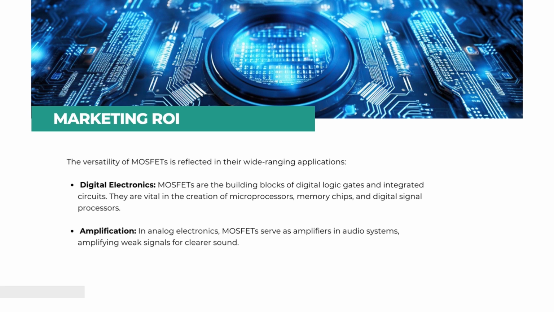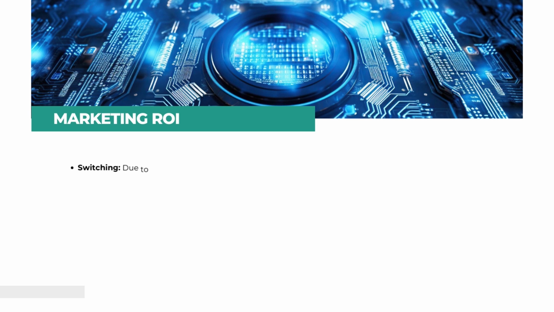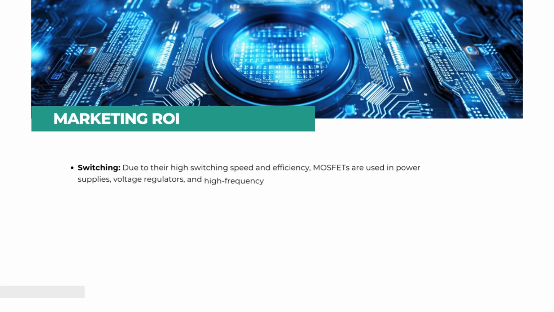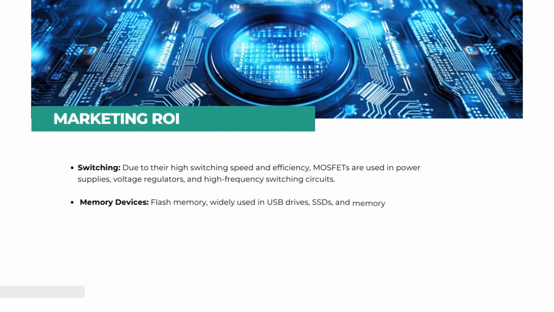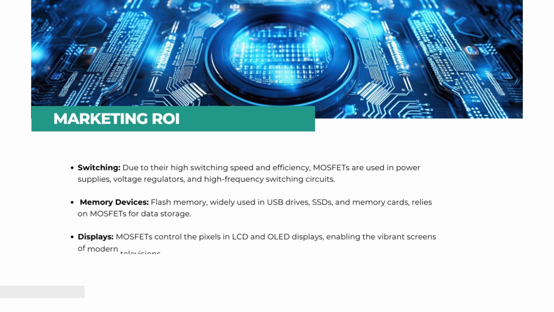They are used in amplification. In analog circuits, MOSFET serves as an amplifier in audio systems, amplifying weak signals for a clear sound. They are widely used as switches as well. Due to their high switching speed and efficiency, MOSFETs are used in power supplies, voltage regulators and high frequency switching circuits. They are used in memory devices as well.